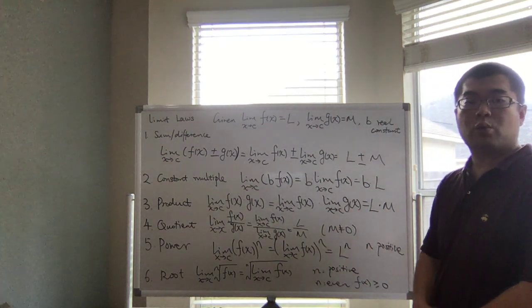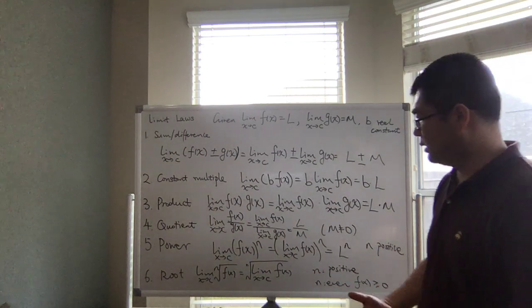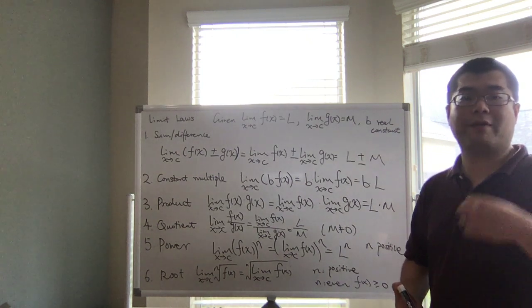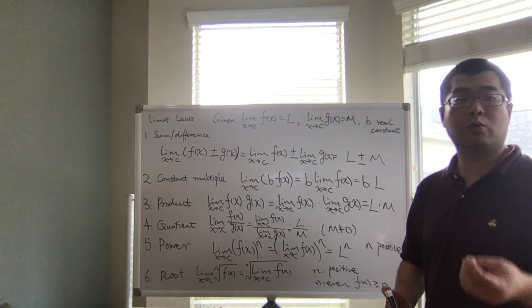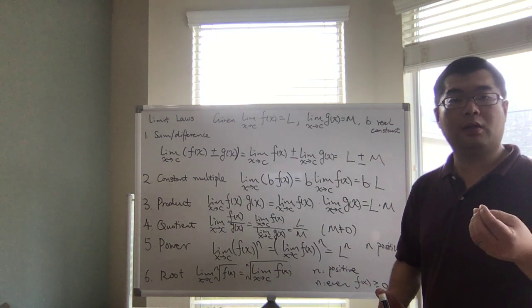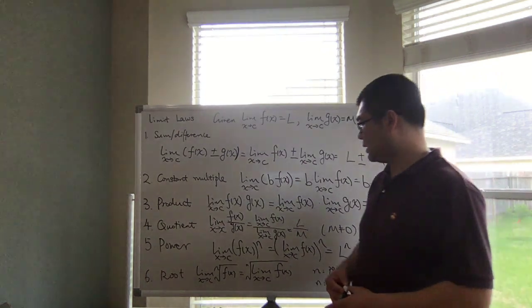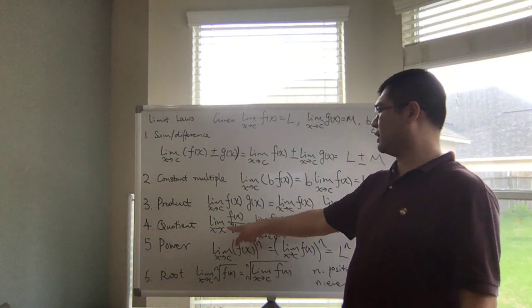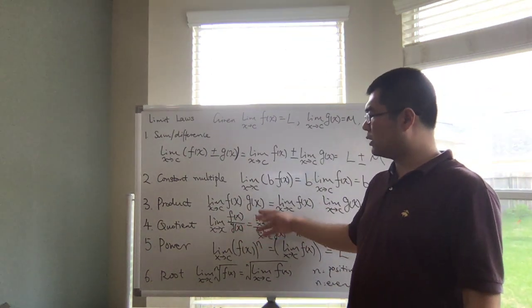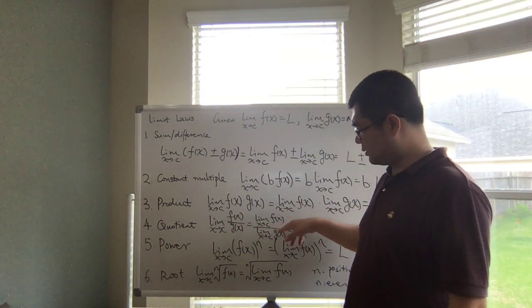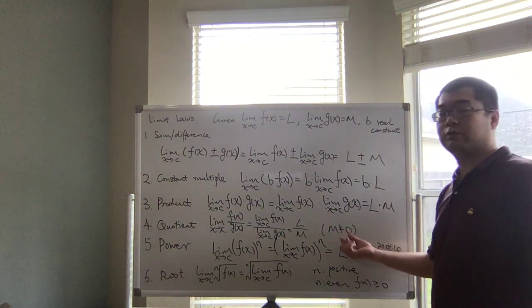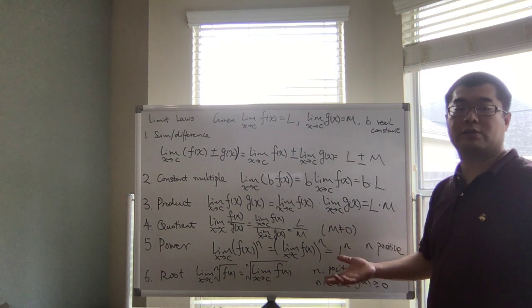Quotient rule, similarly, or quotient law. Because later on when we talk about the derivative formula, we're going to have a quotient rule, so let's stick with quotient law. It says if you have the limit as x approaches c of f of x over g of x, then the limit of the quotient equals the quotient of the limits. In other words, you evaluate them separately, and it equals L over M. Of course, we need to make sure that capital M is not 0.